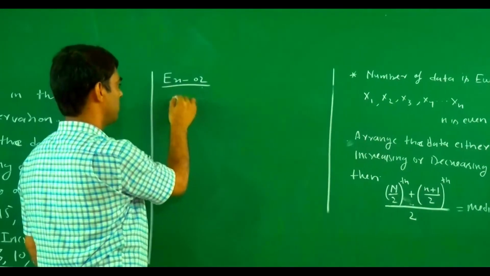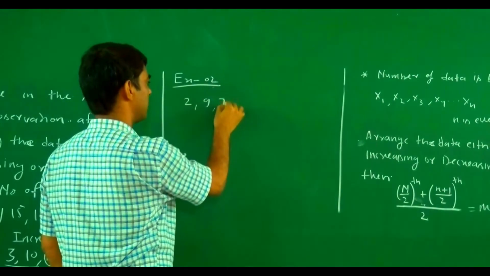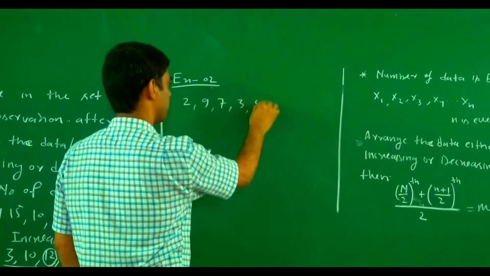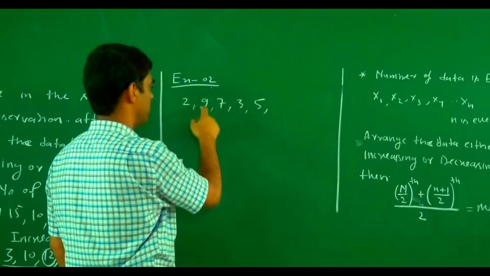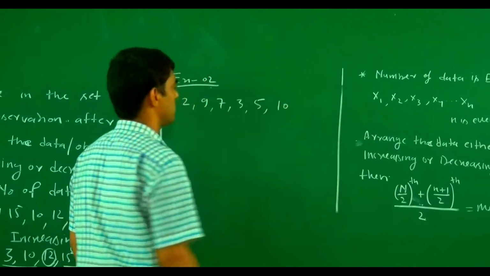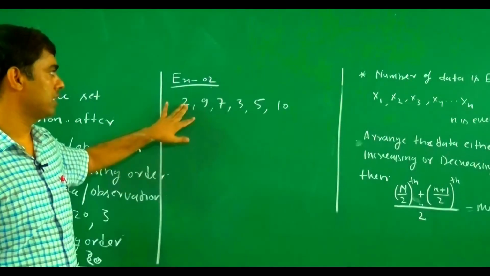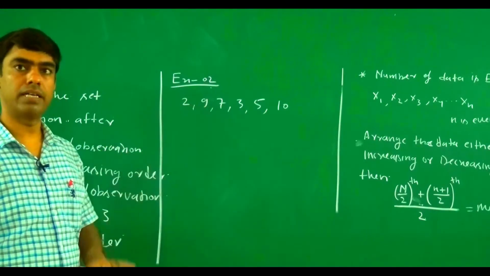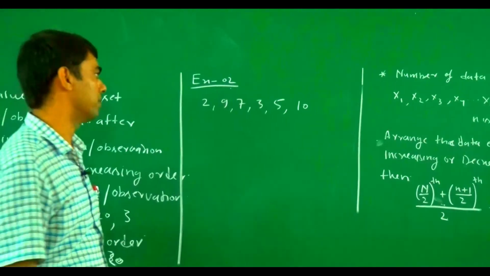Suppose here we have the data 2, 9, 7, 3, 5 and 10. How many data are there here? There are 6 data, and 6 is an even number.